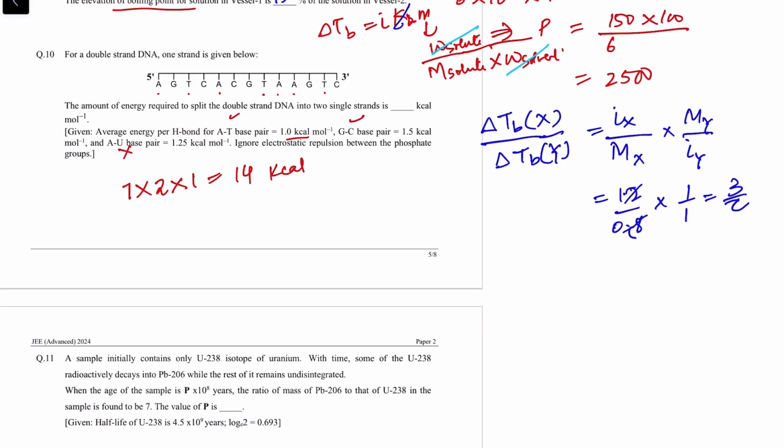All right. Then let us come to C and G. How many C and G are there? 1, 2, 3, 4, 5, 6. There are in total 6 G and C. Each guanine and cytosine pair forms 3 hydrogen bonds, and the strength is given to be 1.5. So this is coming out to be 27. So the answer would be 41 kilocalorie.